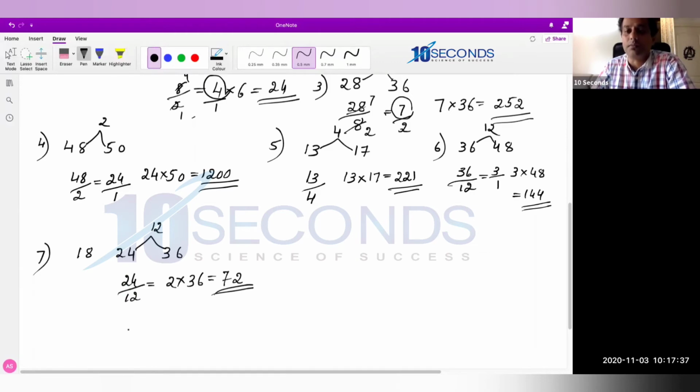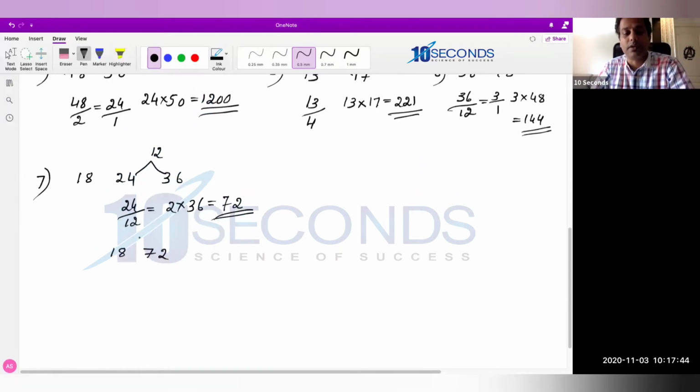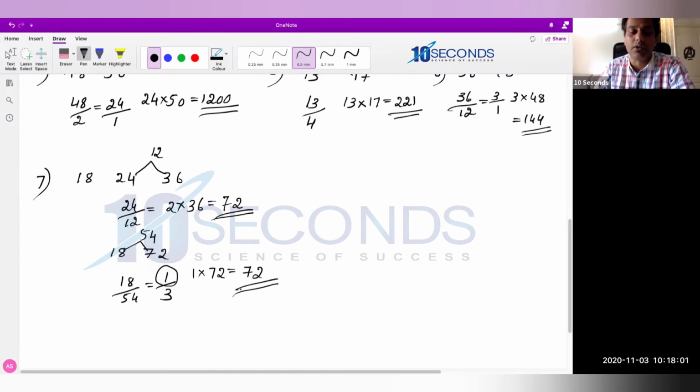Or if you want to confirm it once, you can take 18 and 72. If you take 18 and 72, the difference is 54. 18 divided by 54 is 1 divided by 3. Remember, you need to take only the numerator 1 and multiply with the other number 72. The answer is 72. So 72 is divisible by 18. Obviously 72 is the LCM, but we cross-checked it once. When we cross-check, you can clearly see the answer is the same.